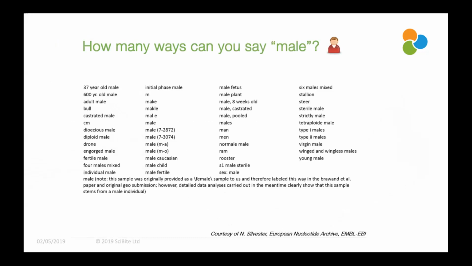So this is an illustration from EBI's ENA resource. That's the nucleotide archive at EBI. You might think that there's a fairly limited number of ways of describing a sample as being male, but this shows that isn't the case, and this is over 50 different ways that they had submitters describe a sample as being male. One of them is an entire paragraph, but it gives you some idea of the scale of the problem, and this is something we see at SciBite an awful lot.